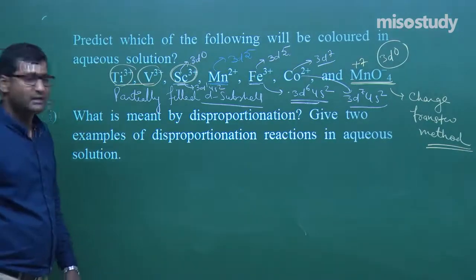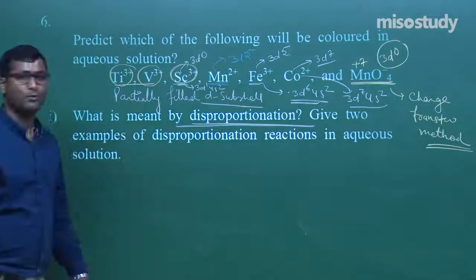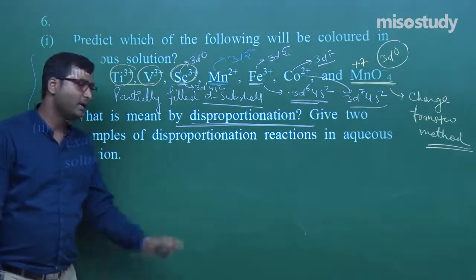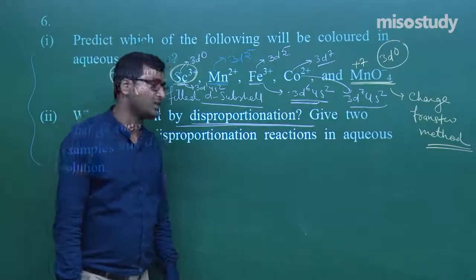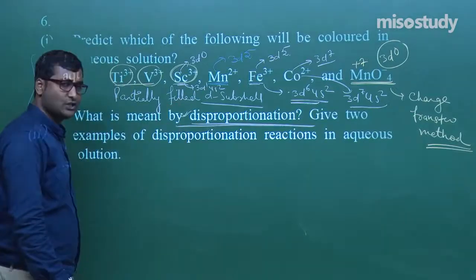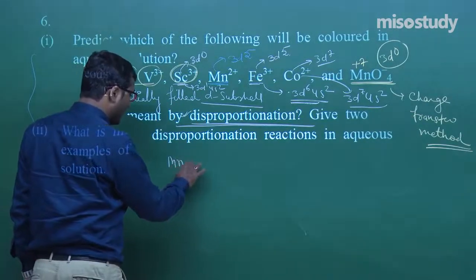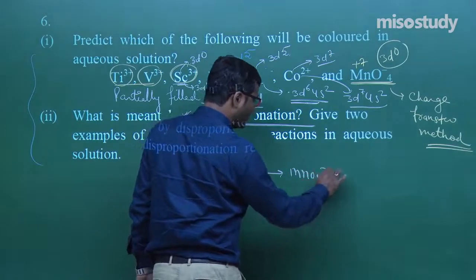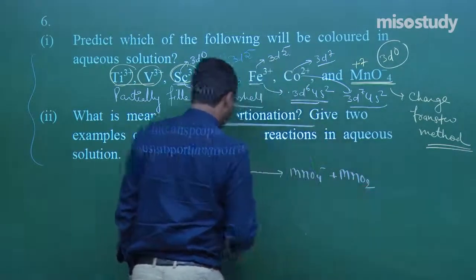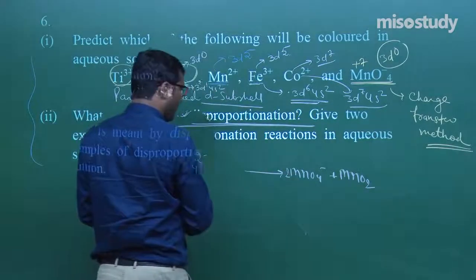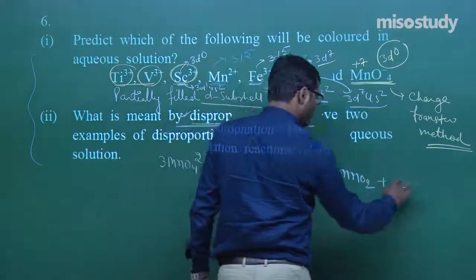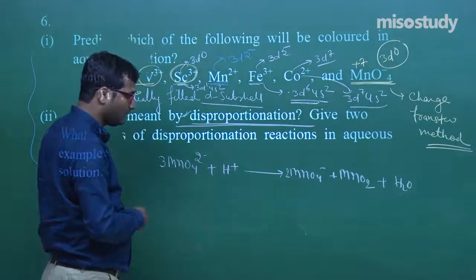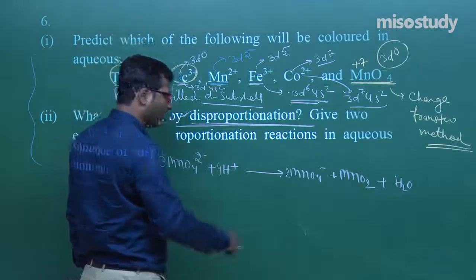Clear? Now, what is meant by a disproportionation reaction? If a substance undergoes both oxidation and reduction, that is, if the same substance undergoes both oxidation and reduction, it is known as a disproportionation reaction. For example, if I write MnO4 2 minus, it converts into MnO4 minus plus MnO2. Put 3 here, put 2 here, plus H2O, and H plus here. Now balance them: 3, 4, 3, 12; 4, 2, 8; 8 to 10. I put 4 here and 2 here.